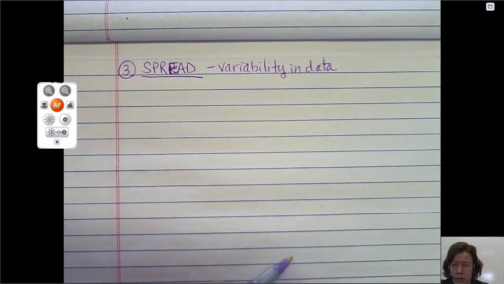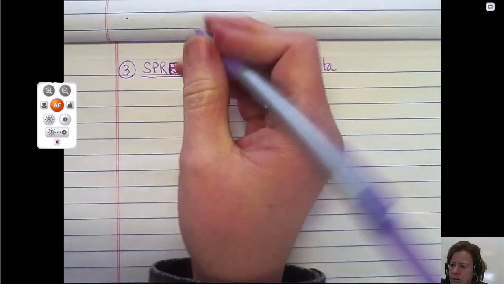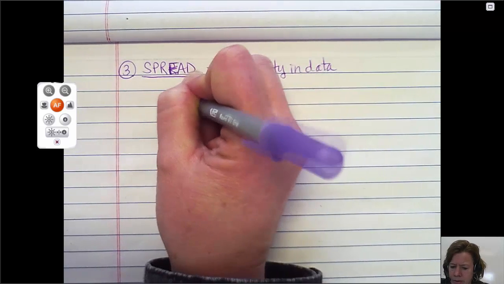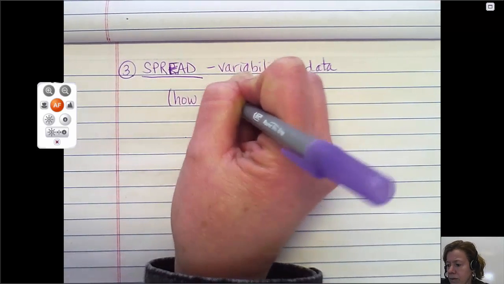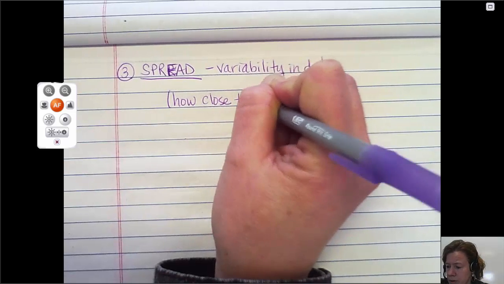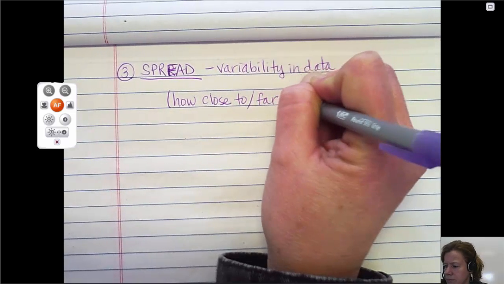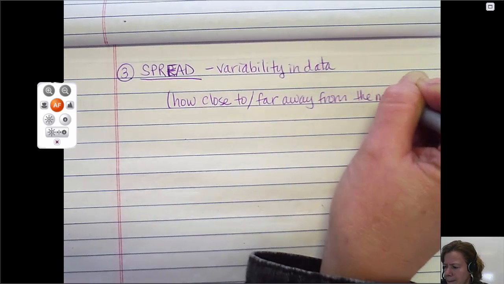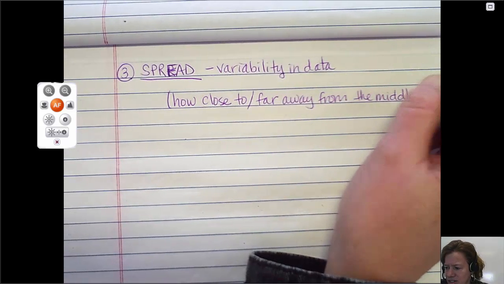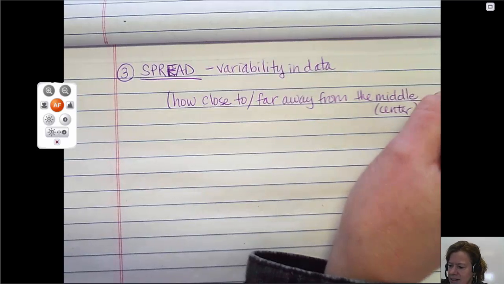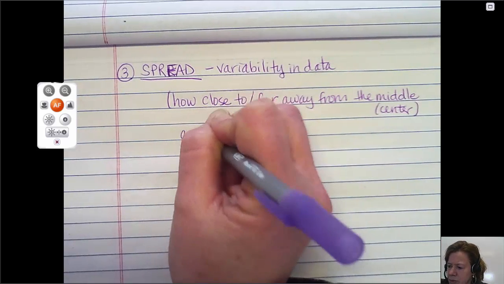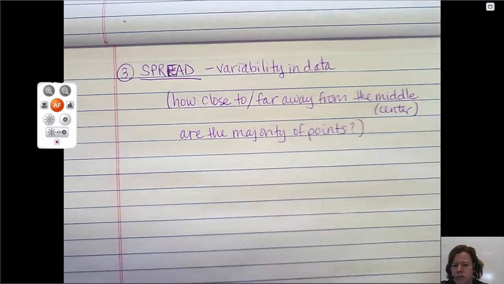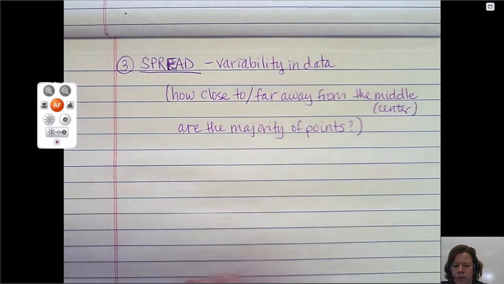It's variability or consistency. So in general, we think about how close to or far away from the middle, the center, are the majority of points. So spread is a measure of how far away from the mean or the center we are.